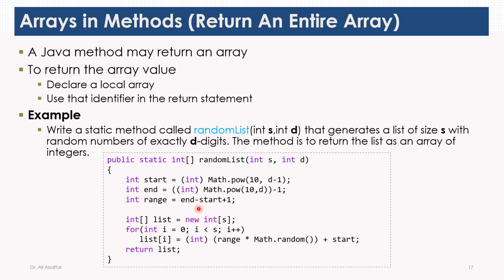So what exactly is returned by this method when we say return list? Remember that arrays are objects. So when you declare an array of size s, you are creating an object, and this object is pointed to by the name list. And when this method returns list, it is in fact returning the address of the array. So once this address is received, then we can save it into another array. Let me demonstrate to you how to use this method in a program.